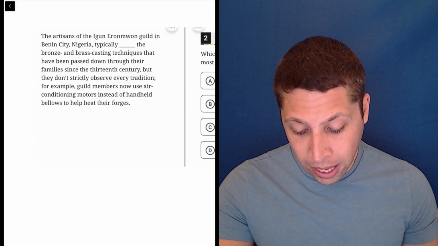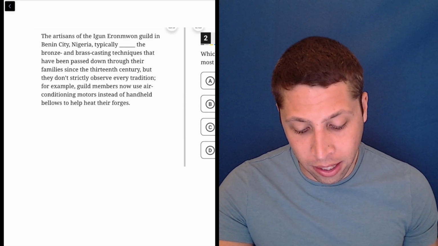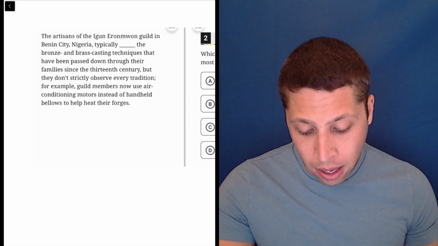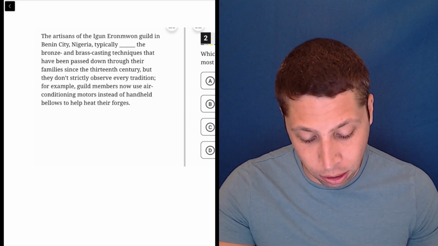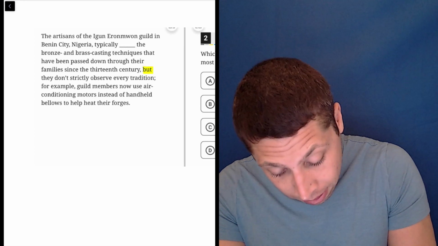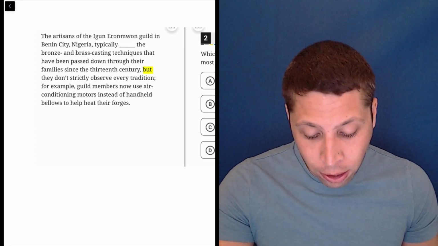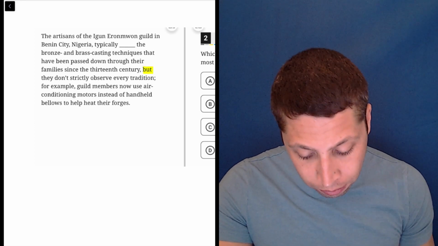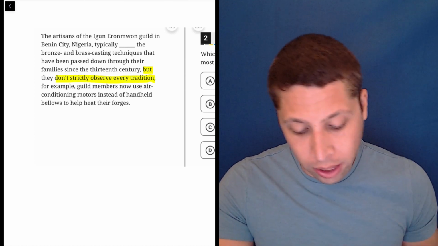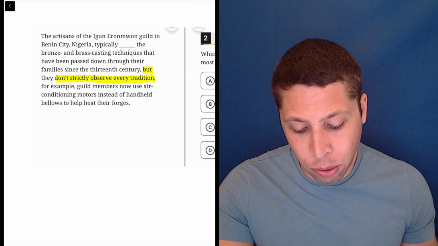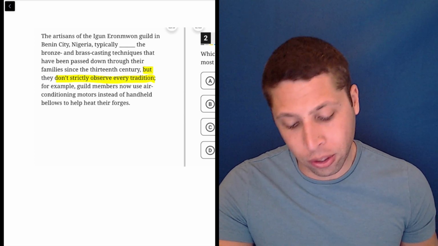The artisans of this place, this guild in Benin City, Nigeria, typically something the bronze and brass casting techniques that have been passed down through their families since the 13th century. But, contrast, they don't strictly observe every tradition. So they don't strictly observe every tradition. We're clearly going to contrast with that. For example, guild members now use air conditioning motors instead of handheld bells to help heat their forges.